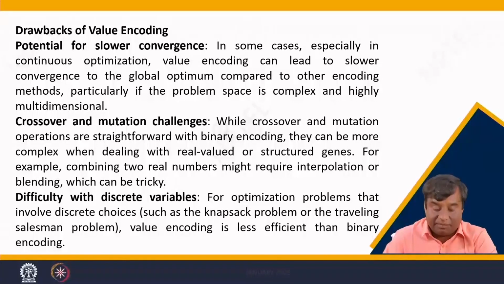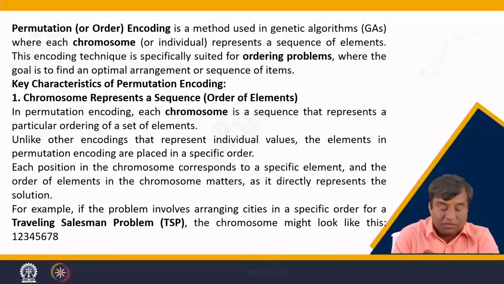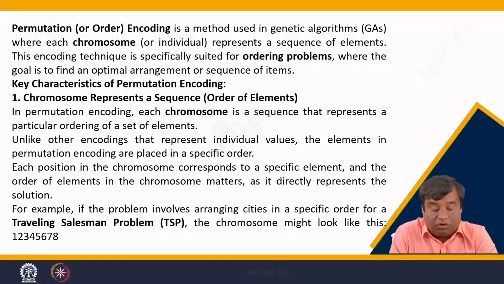The third one is permutation or order encoding. Permutation or order encoding is a method used in genetic algorithms where each chromosome or individual represents a sequence of elements. This encoding technique is especially suited for ordering problems, where the goal is to find an optimal arrangement or sequence of items.